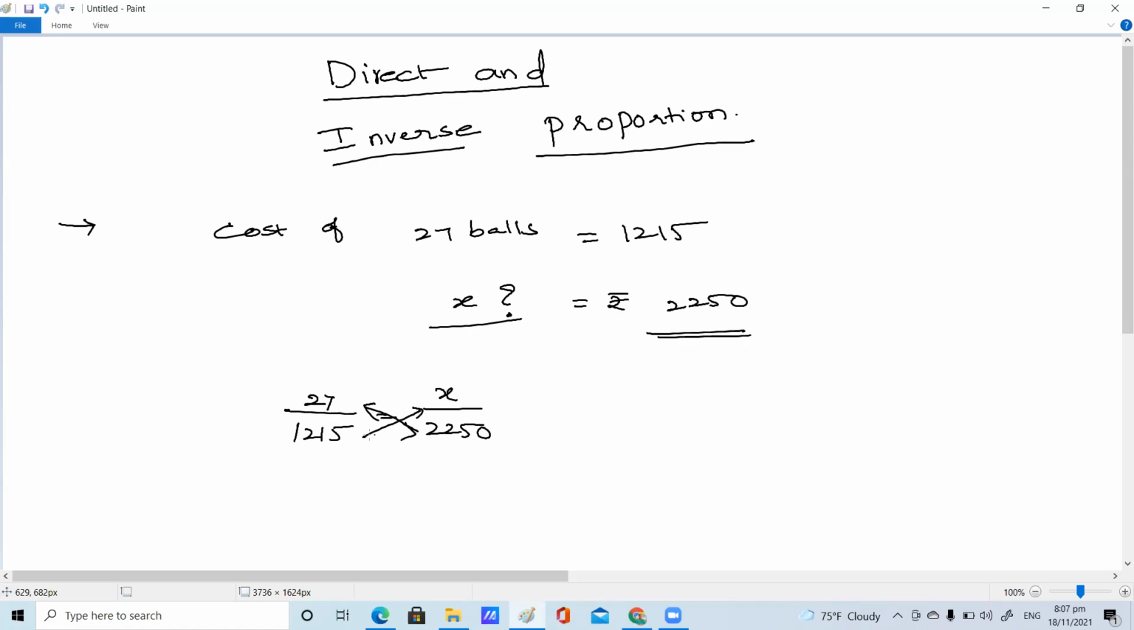Cross multiplication. Product of means equals product of extremes. 1215 x equals 27 multiplied by 2250. If I want the x value, I need to divide both sides by 1215. So 1215 will get cancelled. You will get x. Very good.